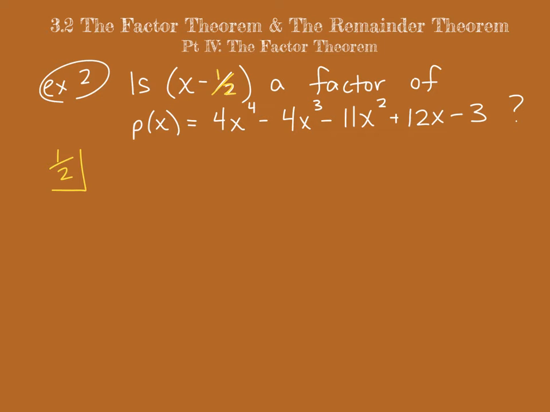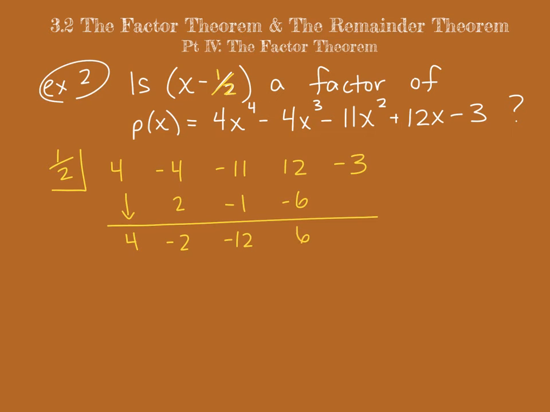So let's see if we're skipping any terms here. We have our quartic term, cubic term, quadratic term, linear term, and constant. We're not skipping any, so no 0 placeholders necessary. All right, and then we'll do synthetic division. Bring the 4 down. 4 times 1/2 is 2. Combine here, we'll get a -2. -2 times 1/2 is -1. Combine to get a -12. -12 times 1/2 is -6. 12 and -6 combine to a +6, and 6 times 1/2 is 3. So we end up getting a remainder of 0.